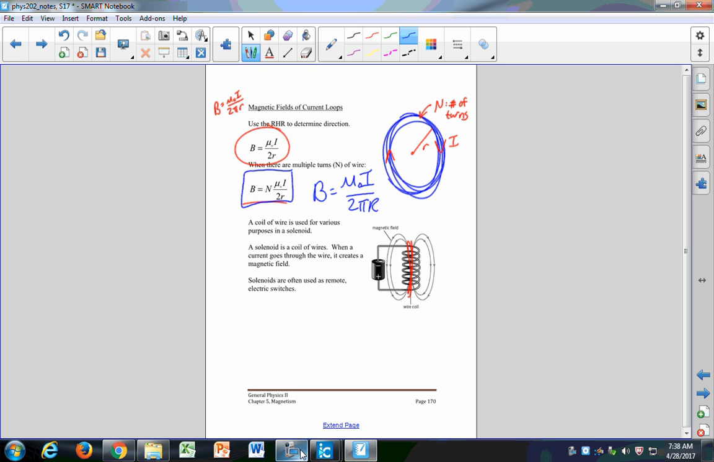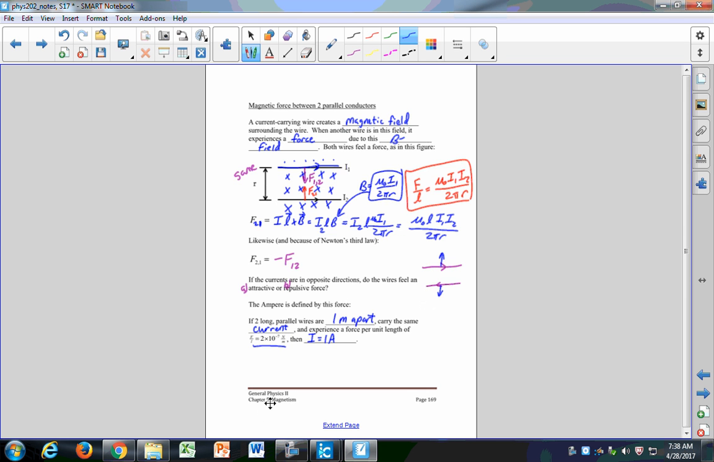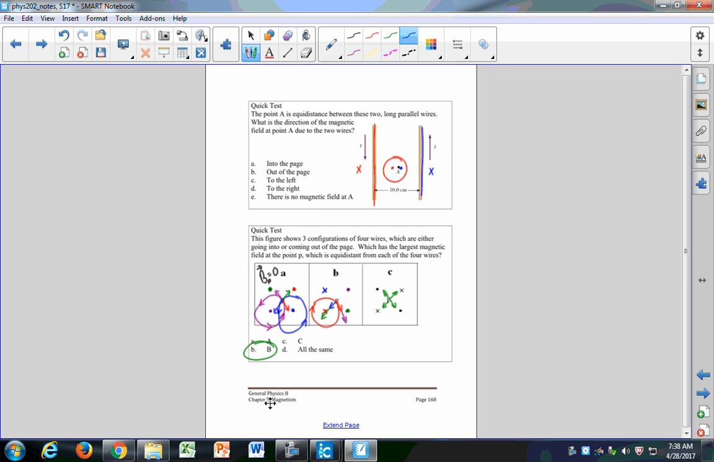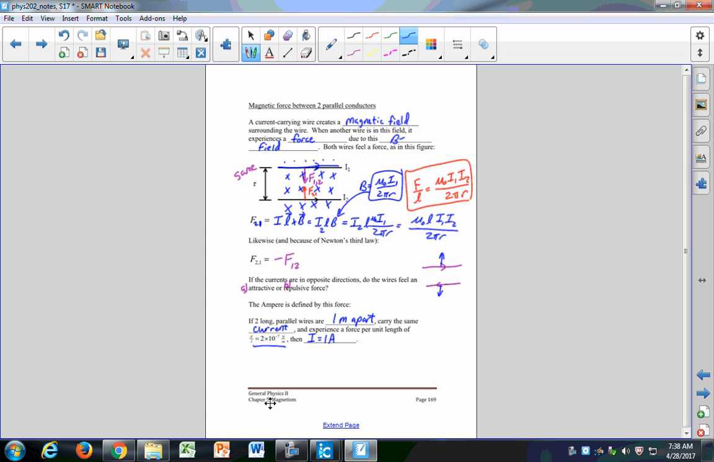But the N always sort of keys me off, because if I'm looking at the magnetic field of a long straight wire, I'm almost always just looking at a single wire. You're not going to see the magnetic force between two parallel conductors. I think there was a homework problem in that, but you won't see it on the exam.